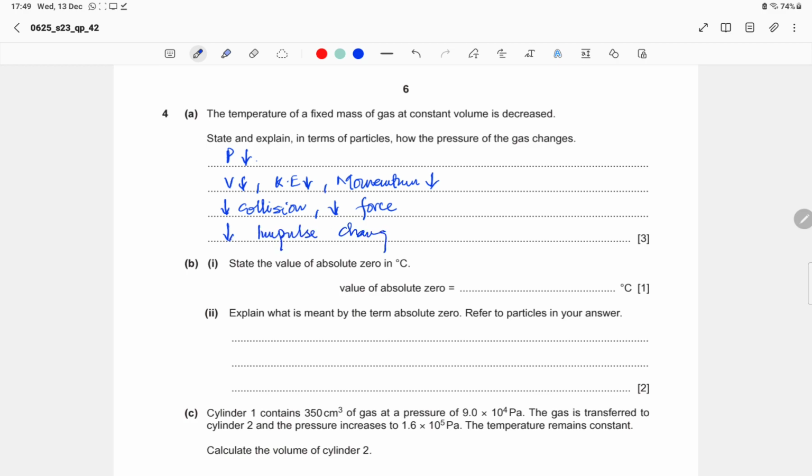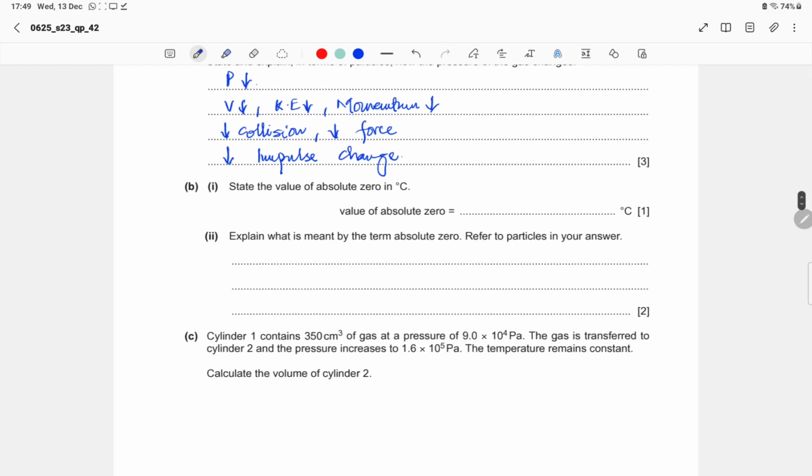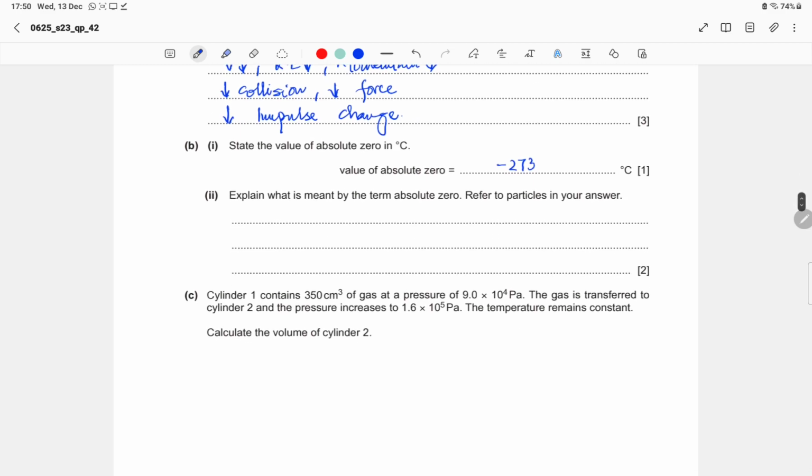So you can write any of these answers. State the value of absolute zero in Celsius. So for that is basically 273 degrees Celsius, because if you do that thing in Kelvin, so it's going to be like this.